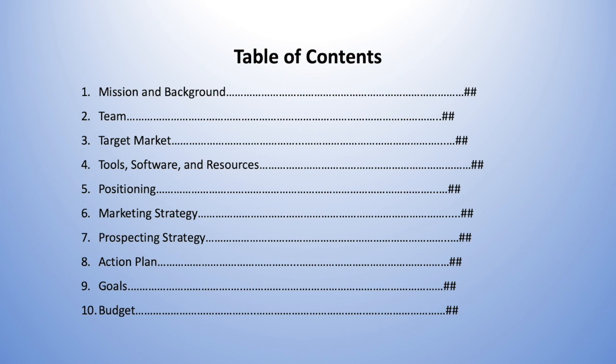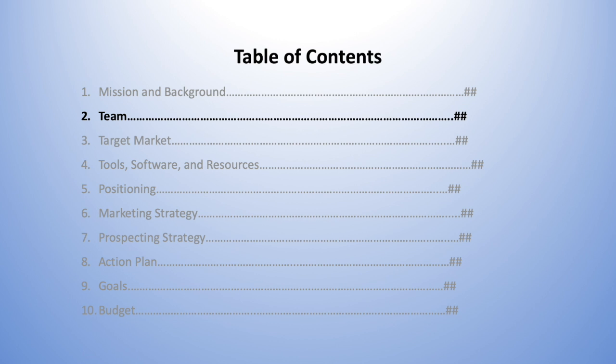Since mission and background will be very specific to each business, we'll start with number 2, team or sales organization. But before you can properly define the team, you've also got to consider target market, positioning, marketing strategy, and prospecting strategy, all of which aren't addressed until later in the plan. And all of this has got to be aligned with your business plan. I've discussed sales organization strategies in my blog, but let's take a more in-depth look here.